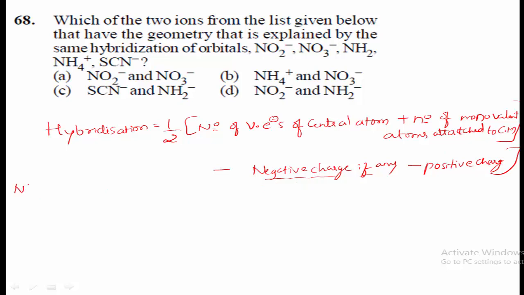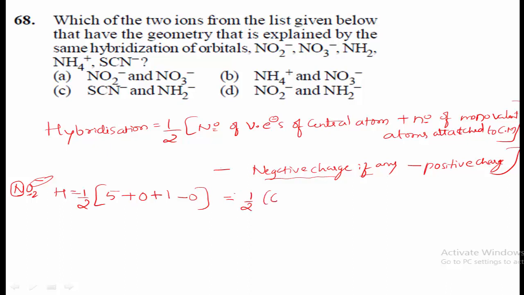Now see, NO2 minus, this is the first one. Hybridization will be half of the number of valence electrons in the central atom. Which one is the central atom here? Nitrogen. The number of valence electrons is 5, just go through the electronic configuration. Plus the number of monovalent atoms: no, oxygen is divalent because O2 is attached, so 0. Then the negative charge, if any: one negative charge is there, so minus minus 1, that is plus 1. And the positive charge, if any: there is no positive charge, so minus 0. So how much will you get?